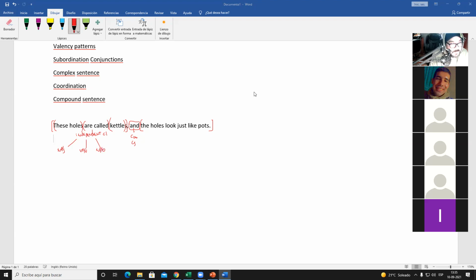Someone is writing. Sí, Ignacia, me escribe un correo, porfa, para poder ponerla presente.